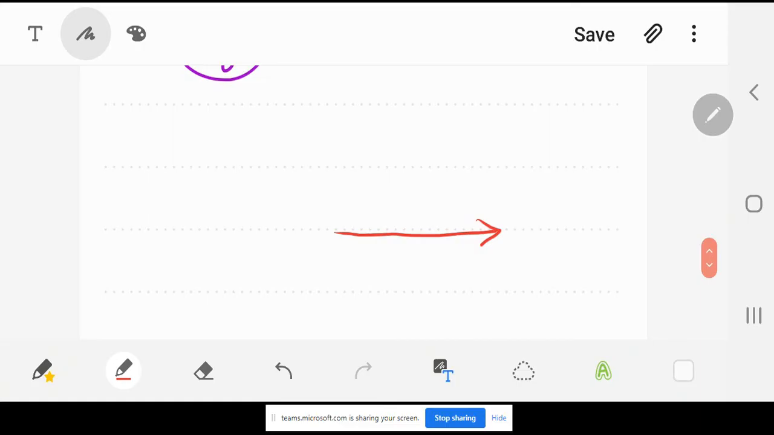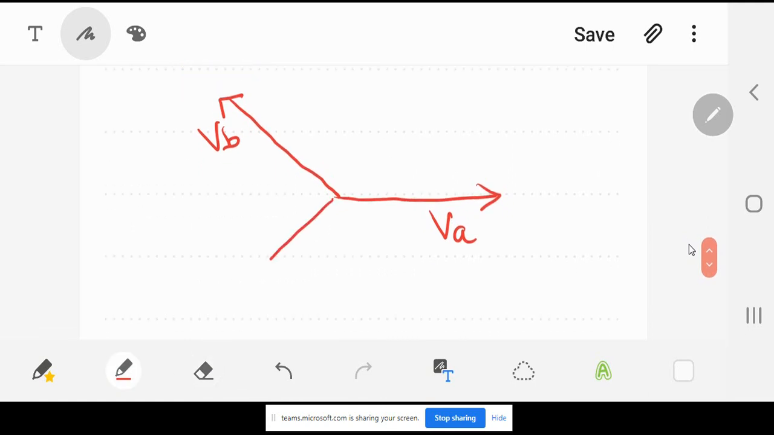I will go on the mobile first. This is VA, this is VB, and this is VC. This is still not the perfect length. Okay, this is my VC. I have these three, and they have this angle of 120. Certainly, this is also 120 over here. Now, these are the phase voltages with respect to the neutral.